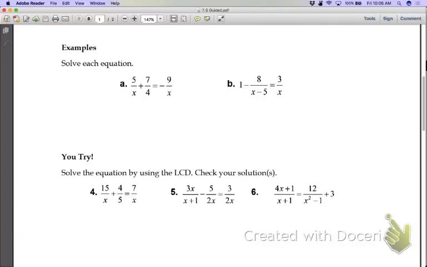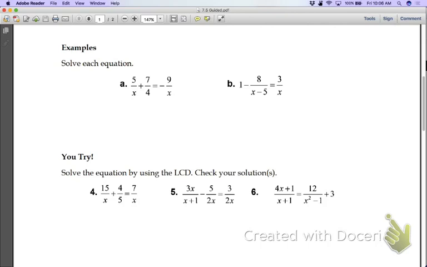On the second one where you solve, instead of just having two parts, one on the left and one on the right, this one really has multiple options, because you have two different ways you can do any of these. On A, you have 5 over x, 7 over 4, and negative 9 over x. You can do basically one of two things.